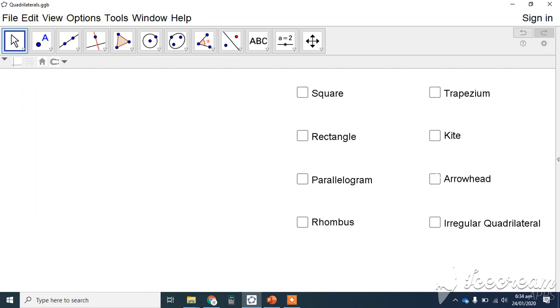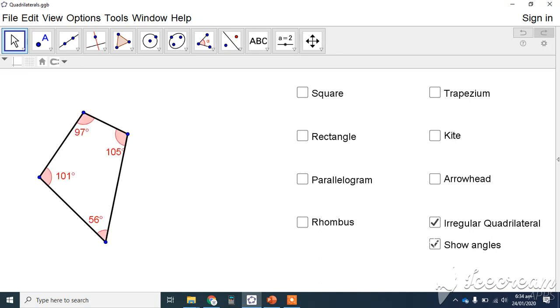Right, and then we finish up finally with any other 4-sided shape. Any other 4-sided shape that doesn't fall into a square, rectangle, parallelogram, rhombus, trapezium, kite, or arrowhead is called an irregular quadrilateral because all angles will be different and all sides would be different.